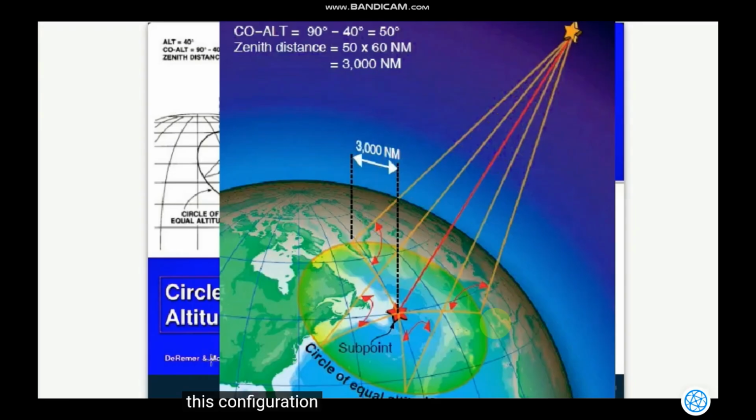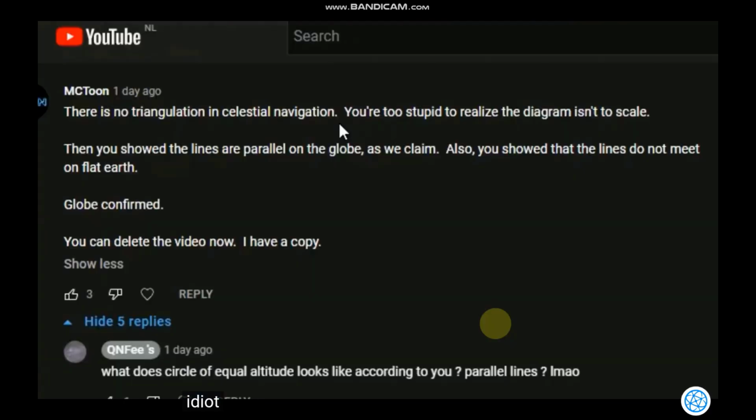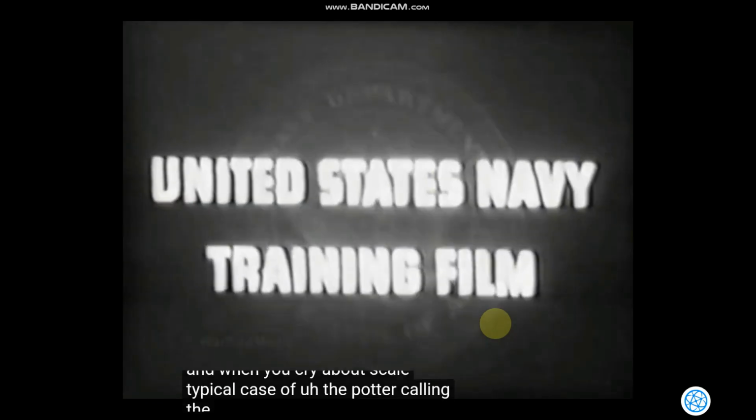This configuration shows a triangulation, idiot. And what do you cry about scale? Typical case of the pot calling the kettle black.